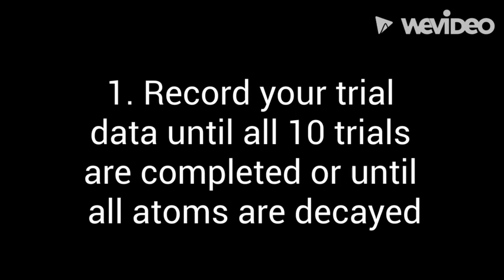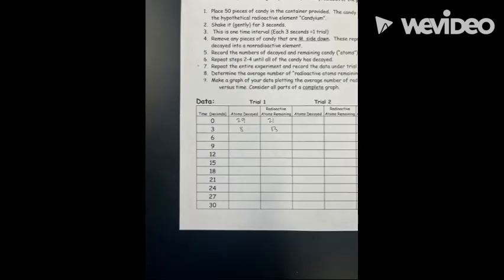You'll record your trial until all 10 are completed or until all the atoms are decayed, meaning all the M&Ms showed the M down. On this sheet, 2 trials were completed. To show an example, your number of atoms remaining will decrease over time because each time you roll them out, more will actually decay. Now with that, you might not use all the trials.